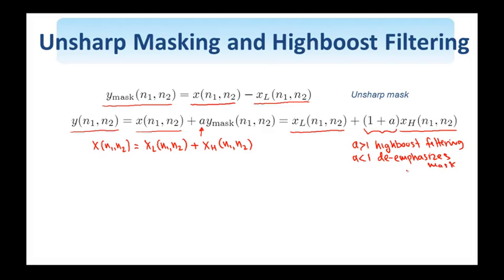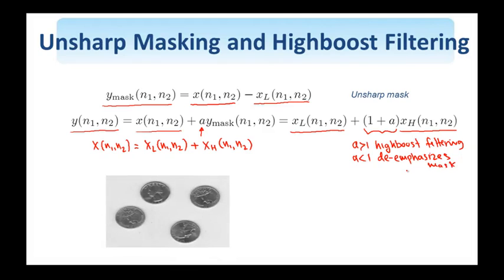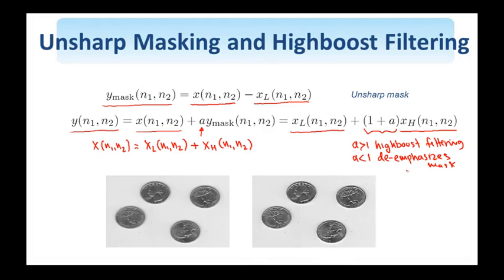So if we put this to practice, here's an image of these quarter coins, and this is the sharpened version of this image using this unsharp masking method. A equals 1 was used for this particular example. Here is another example of the application of unsharp masking to sharpening an image.